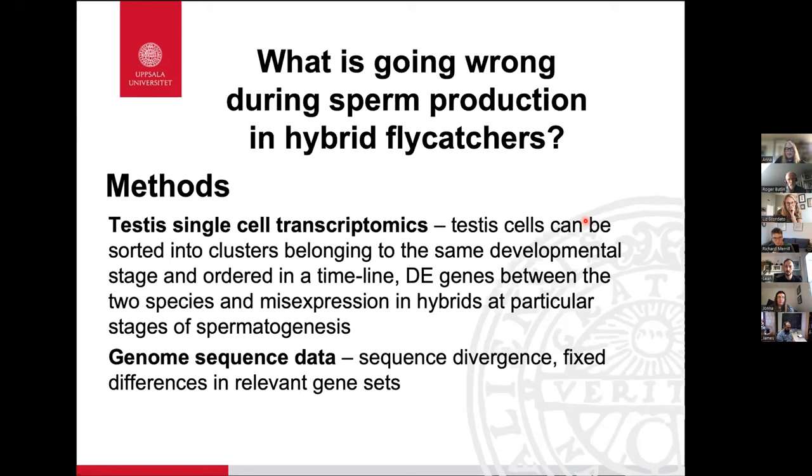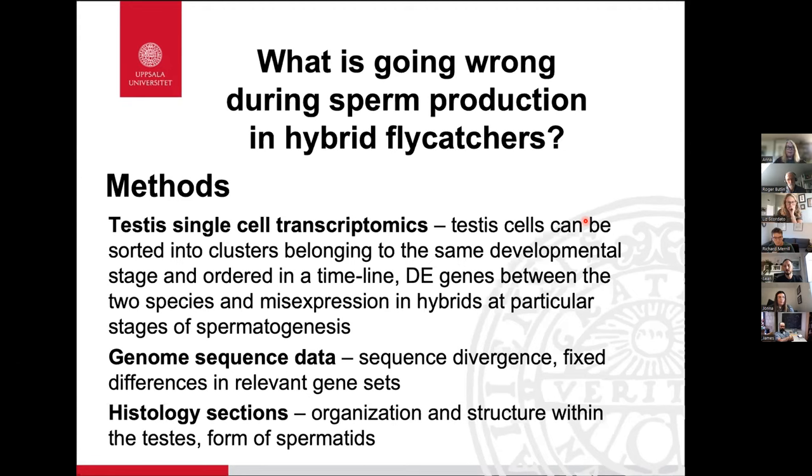We also combined these methods with genome sequence data to investigate patterns of sequence divergence, and more specifically fixed differences, in the relevant gene sets that would underlie the network of genes that guide these different stages in the process of spermatogenesis. And finally, we also used histology sections to be able to visually investigate the organization and structure within the testes and to see the form of the spermatids.